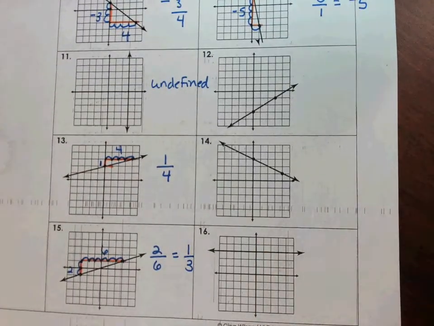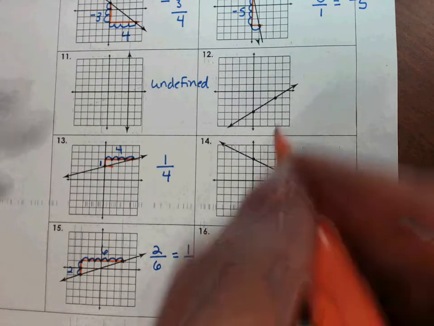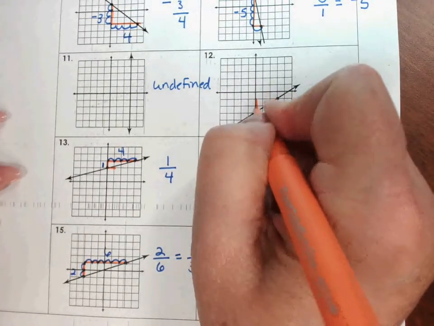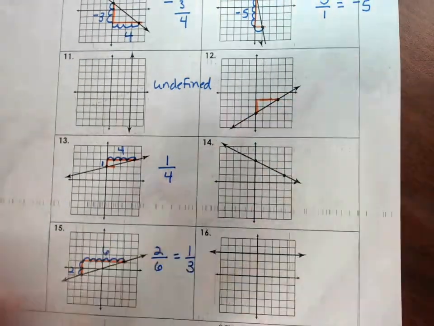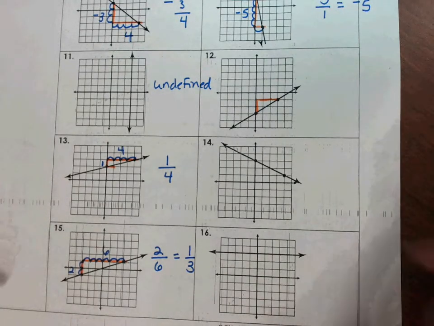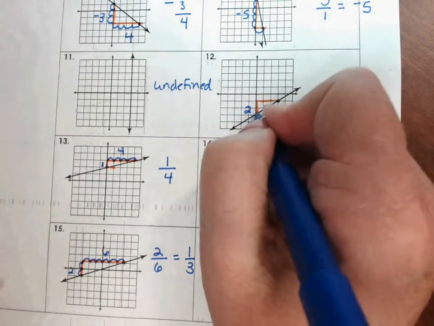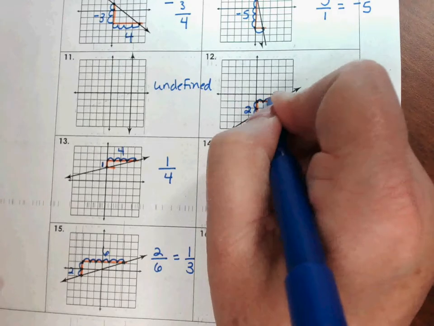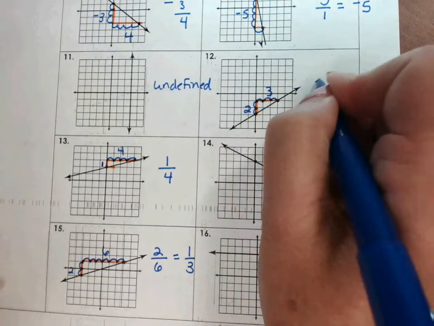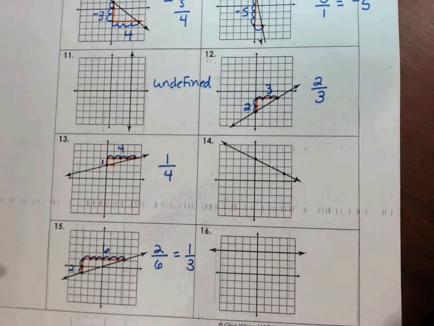All right, 12. I'm going to connect, so I'm going to make my little triangle. And I'm going to go up 2, 1, 2, and over 1, 2, 3. So rise over run, 2/3.